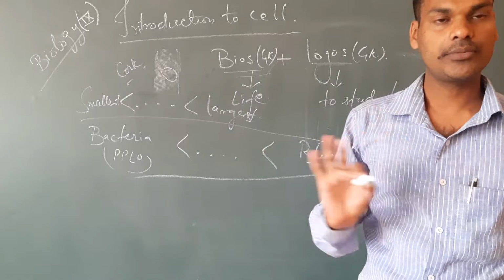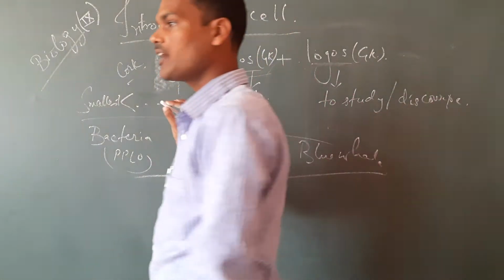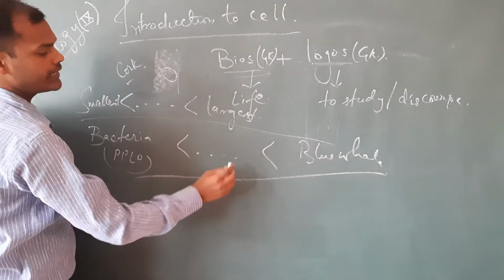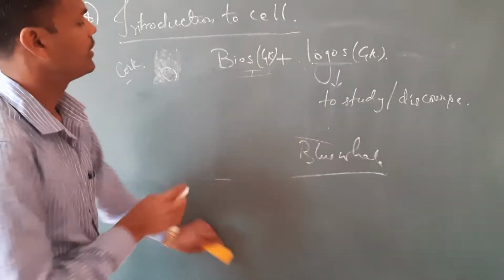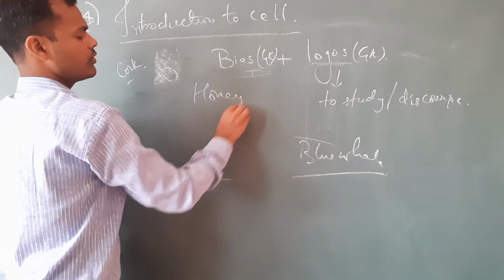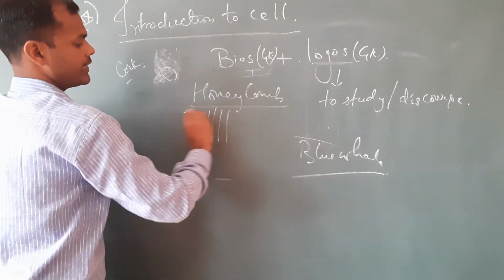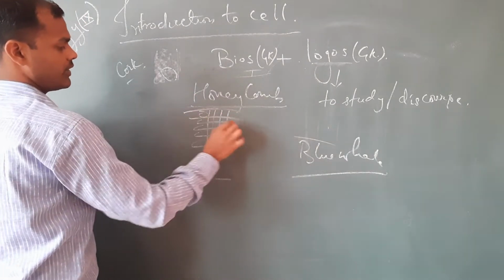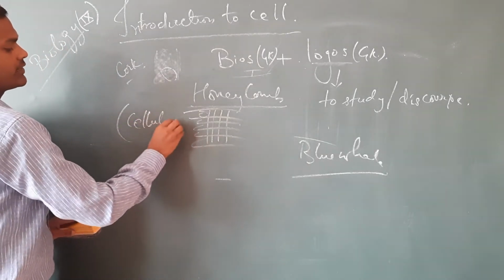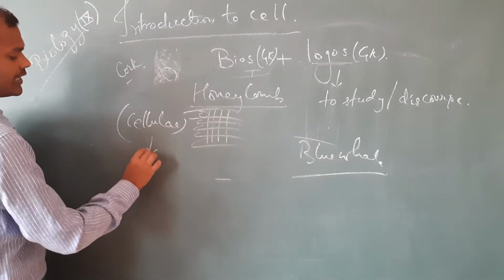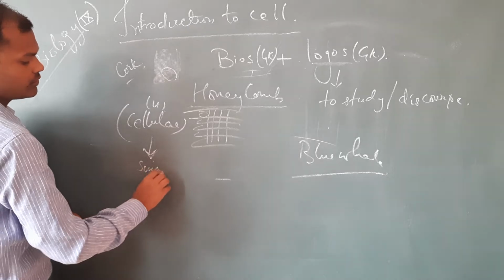And when he observed under the microscope, he saw that it was looking like a honeycomb-like structure. So you can see here, the honeycomb-like structure he saw. And he called it cellulae. Cellulae is a Latin word. Here it means small room.